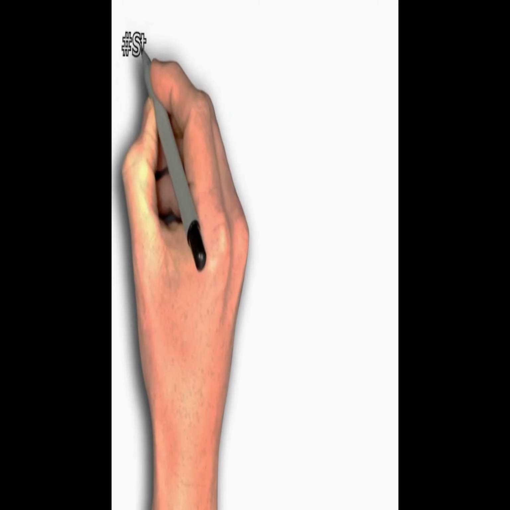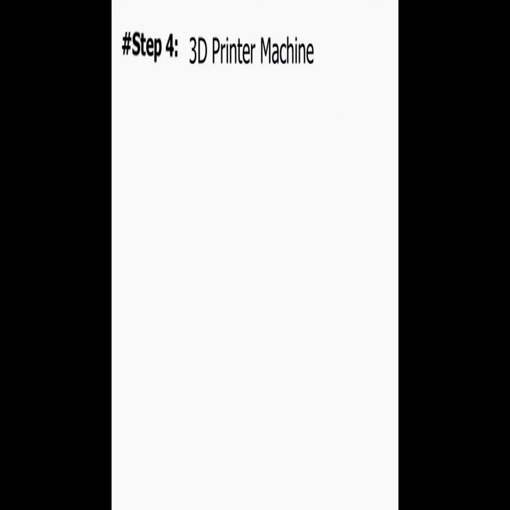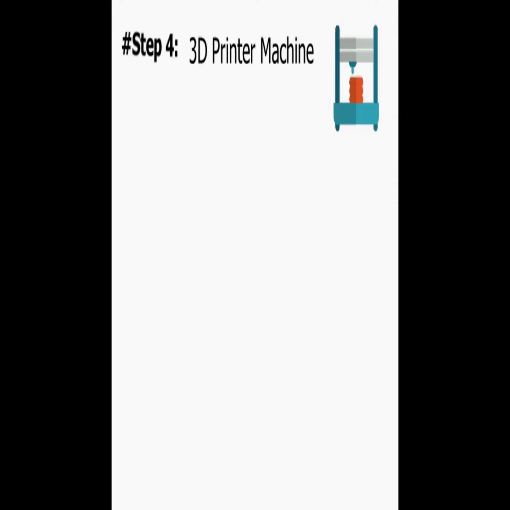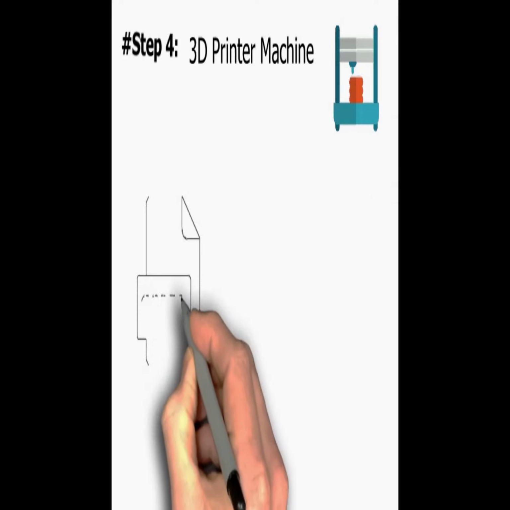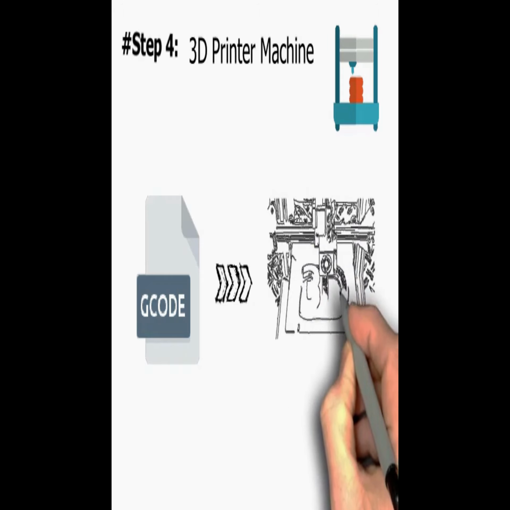Step 4. 3D printer machine. Copy the .g-code file on an SD card. Insert the SD card in the 3D printer. Turn on the printer. Select the .g-code file and give it a print command. Your model will start printing in the 3D printer.